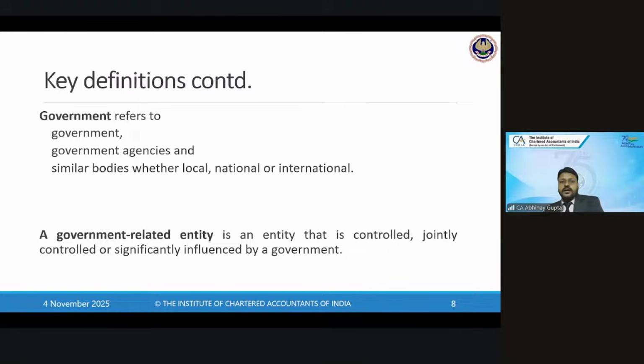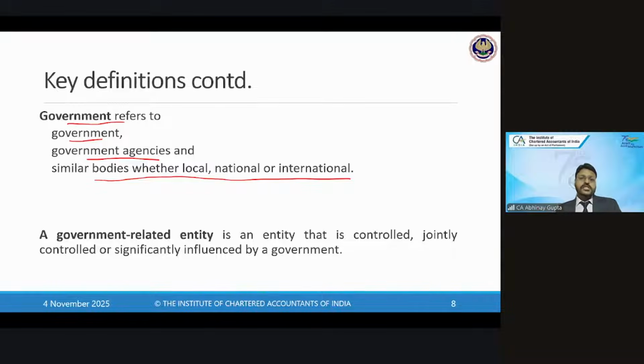Okay. Now there is one other important definition which I can either cover now or later, but I prefer to cover now: Government. There are certain special category exemptions and disclosures related to government transactions, so we need to understand first what government means. Government refers to government agencies and similar bodies, whether local, national, or international.